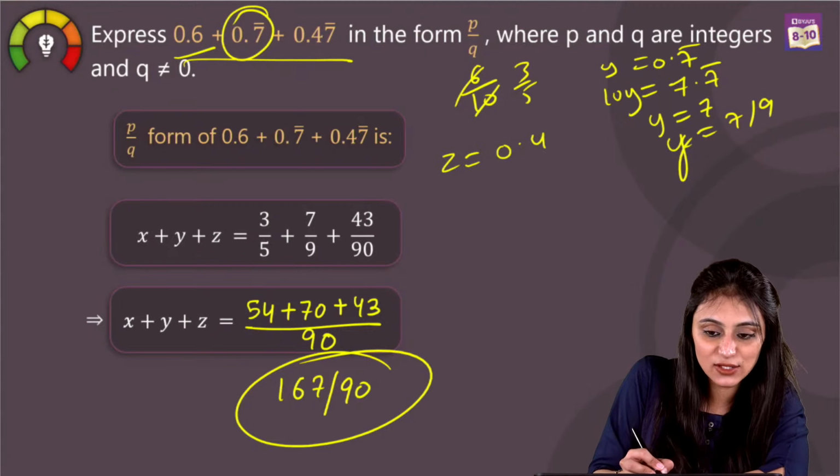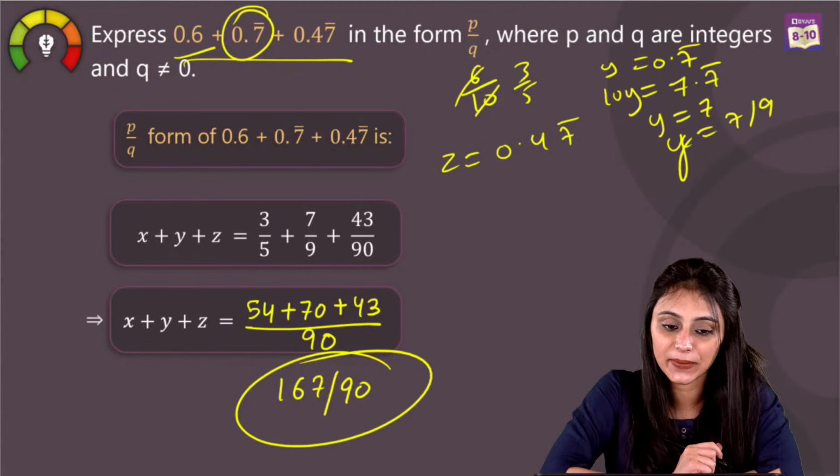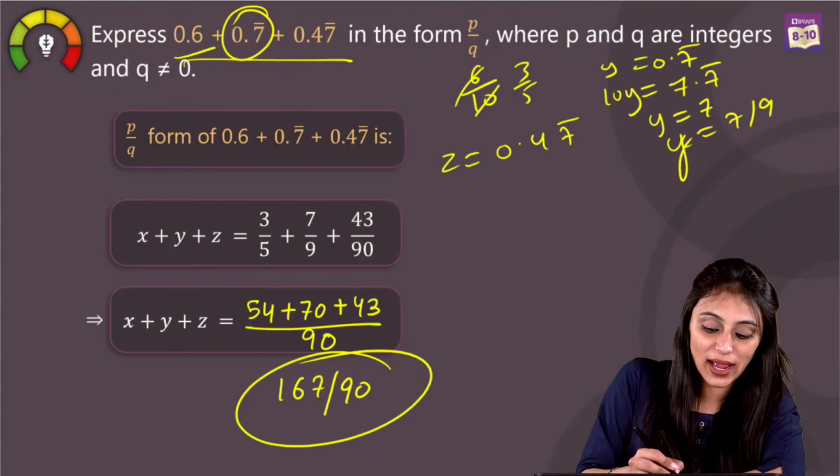Similarly, we assumed z as 0.47 bar, right? So I can simply multiply this by 10 and we get 4.47 bar. If you want, you can subtract here also. You get 9z equal to, if you subtract this, you are going to get 4.3. z would be 4.3 by 9, that's 43 by 90. Here you can use the other one also, that you multiply by 100.